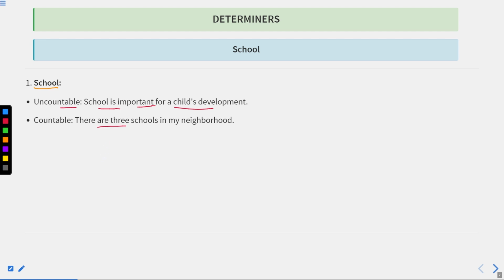But if I say there are 3 schools in my neighborhood, it means I'm talking about these 3 schools which are in my area, or which are in my neighborhood. So here I can count schools. Therefore, I have used 3. I have a school in my neighborhood. So I'm talking about a particular school. I can say a school.